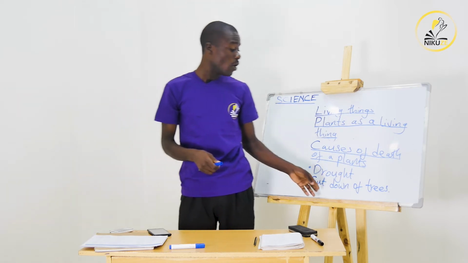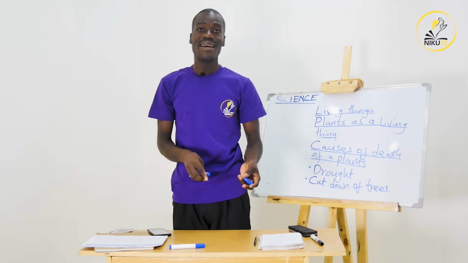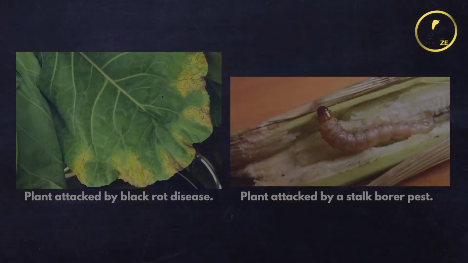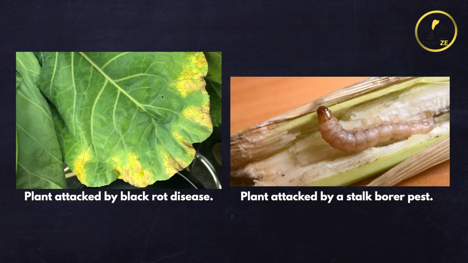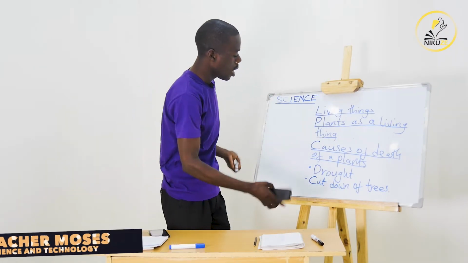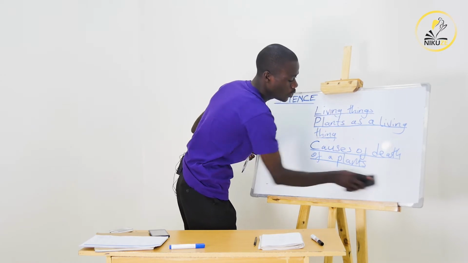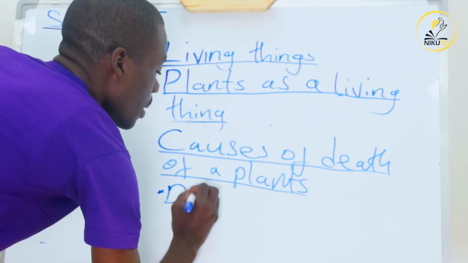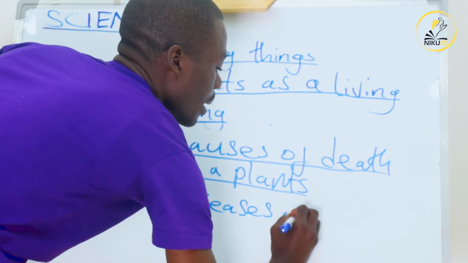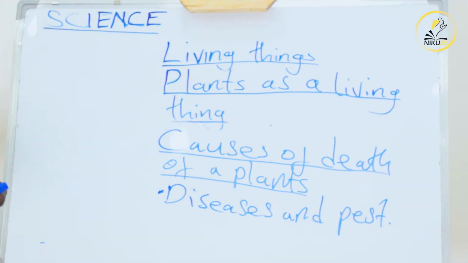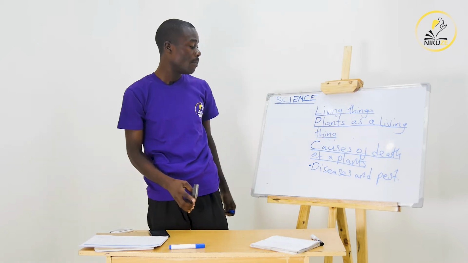Then apart from cutting down of trees, also we have disease infestation. When disease has attacked or there is a pest, like a stalk borer inside the stem of this plant, you will see the plant wilting. So diseases and pests can also cause the death of the plant.